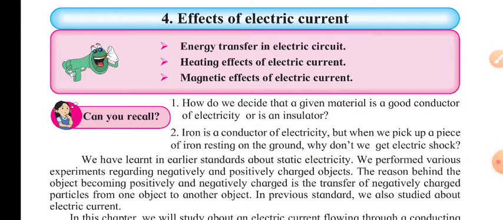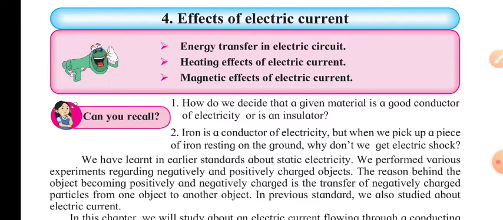Today we are going to see State Board Class 10 Science 1 Chapter number 4. Name of the chapter is Effects of Electric Current. In this particular chapter we are going to learn about the energy transfer in electric circuit, heating effects of electric current and the magnetic effects of electric current. Under these three important topics, we are going to discuss different terms related to it and various phenomena of electric current and its effect.